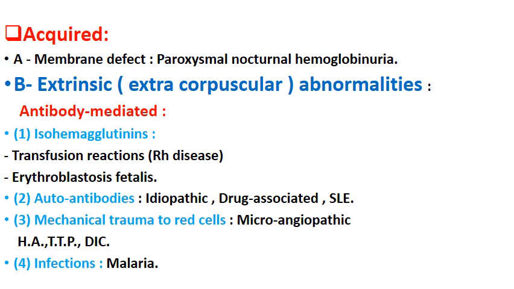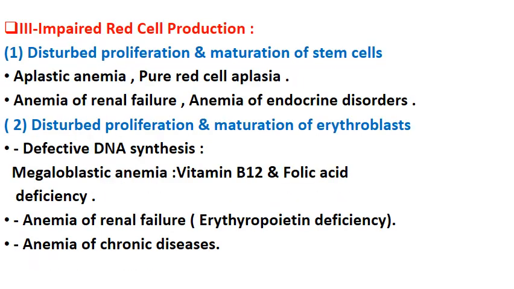or in the cases of SLE, systemic lupus erythematosus, which is an autoimmune disease in which the patient has autoimmune antibody against its own tissue and organ. Sometimes mechanical trauma to red blood cell, as in microangiopathic hemolytic anemia, thrombotic thrombocytopenic purpura, or DIC, or in the cases of infection, cases of malaria.